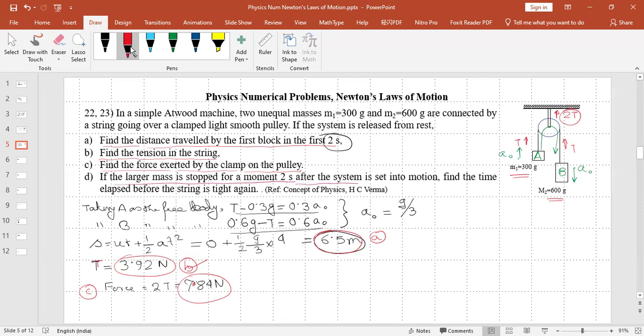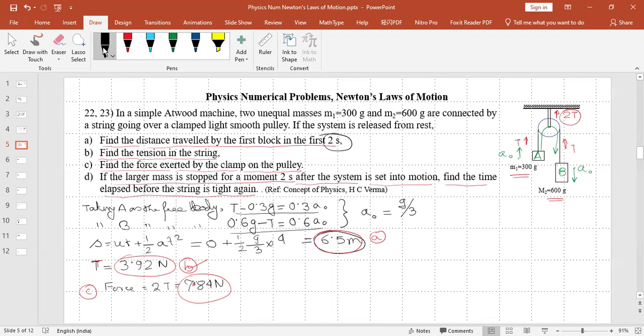As the last question: if the larger mass is stuck for a moment, 2 seconds after the system is set into motion, find the time elapsed before the string is tight again. This question needs a little bit of understanding of what the question really says.